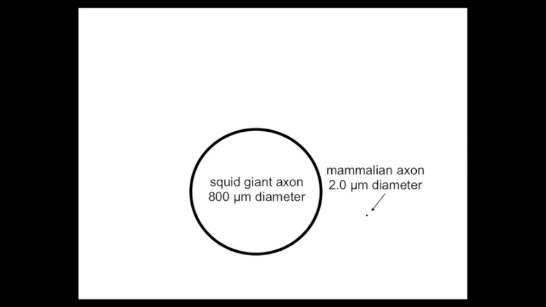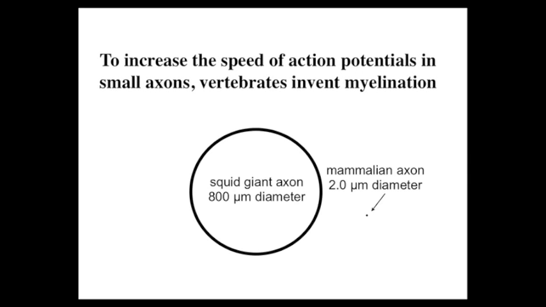A mammalian axon, for example, is only 2 microns in diameter. Look at the difference in size between the squid and a mammalian axon. So the question then becomes, how do we take these small axons and have a reasonably fast conduction velocity? And the answer is, to increase the speed of action potentials in small axons, vertebrates invented myelination.